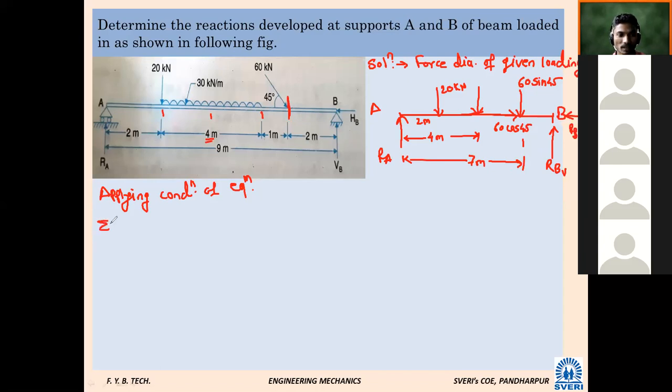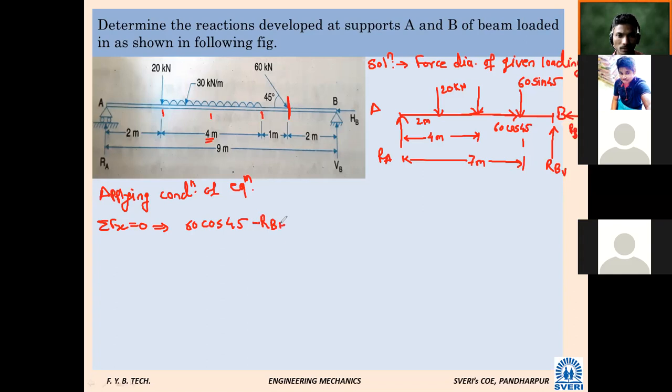So if I apply summation Fx equal to 0, what will happen? One component is there, which is 60 cos 45. Where is it going? Plus x-axis, positive. Then 60 cos 45. How will that RBH reaction be? Horizontal, it will be minus, equal to 0.